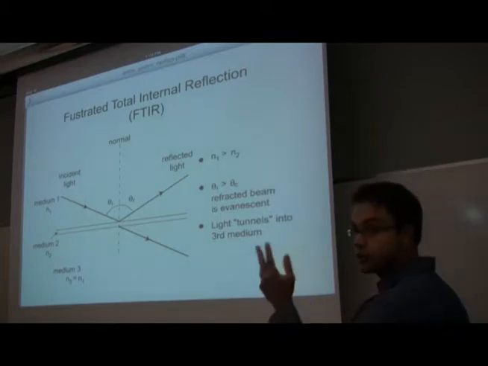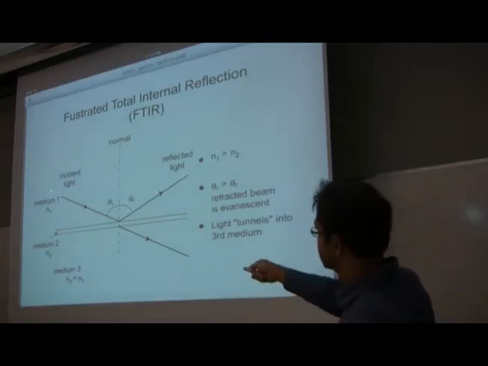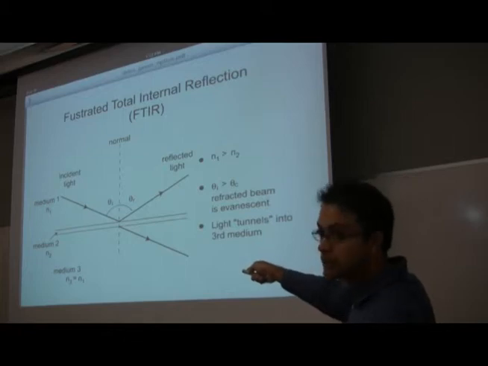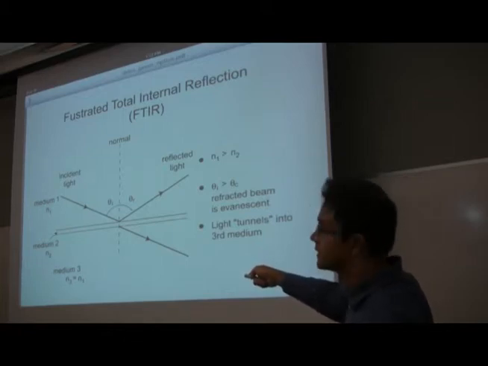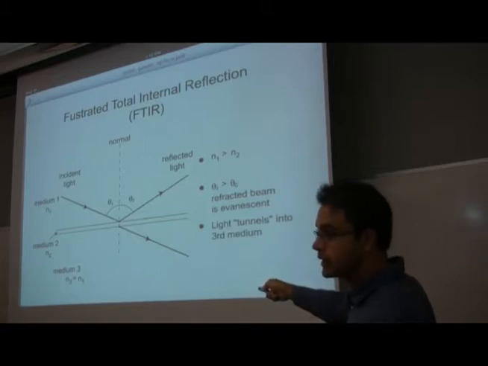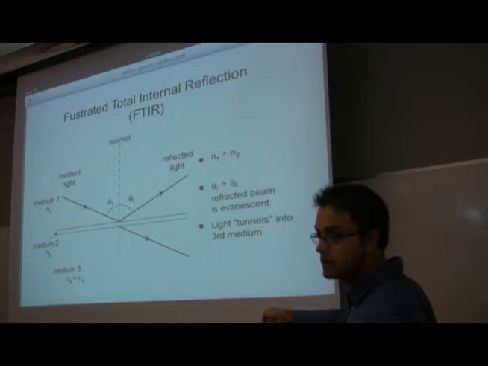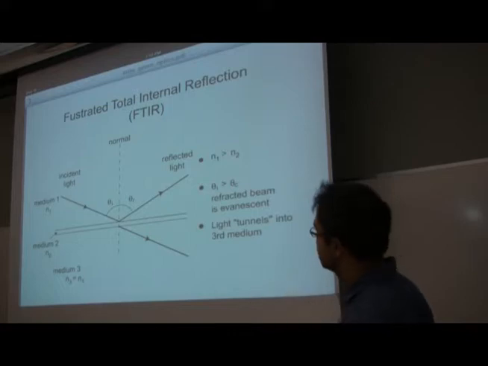So in this case, you have two interfaces. Let's just look at the example. You have medium 1, N1, higher index, let's say that's glass. You have medium 2, N2, let's say that's air, lower index. Then you have medium 3, N3, which is a higher index, let's say it's glass. So basically two slabs of glass very, very close to each other. Okay? And you come in at an angle that is larger than the critical angle.